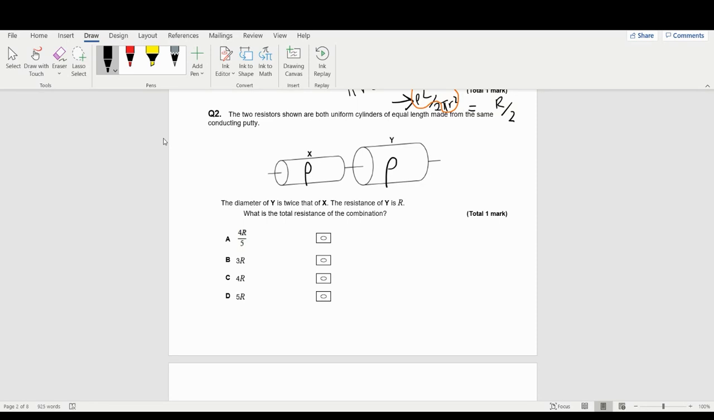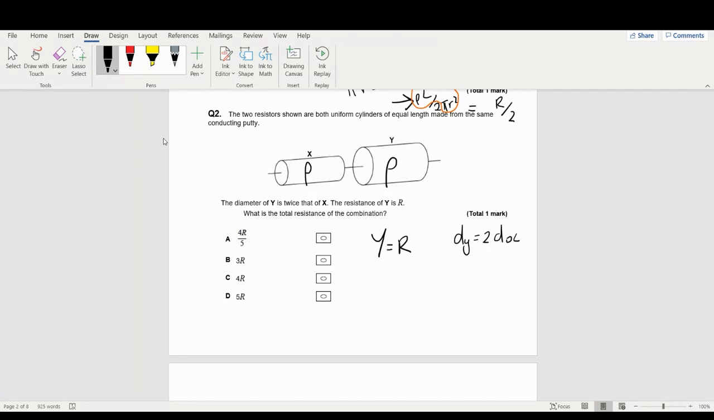Oh, that's a bit mean. So let's actually have a look at this here. So I know Y has a resistance of R. Okay. The diameter of Y is 2 times the diameter of X. All right. So if these were the same size and same things, you would add them together, and that would be 2R. Okay. So I'm actually trying to work out the resistivity of this one here.